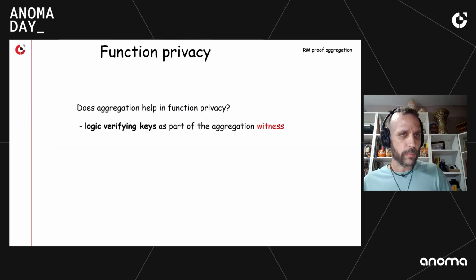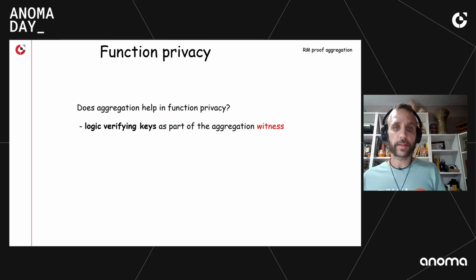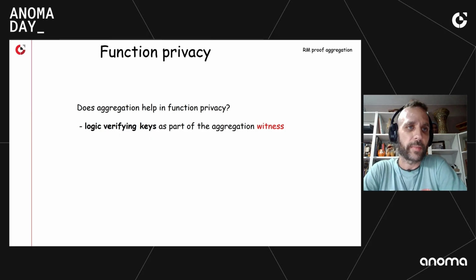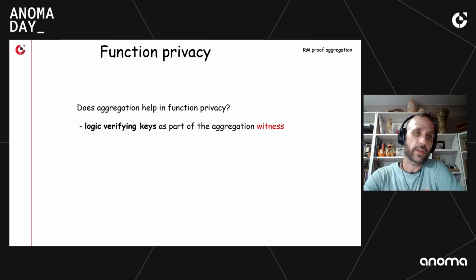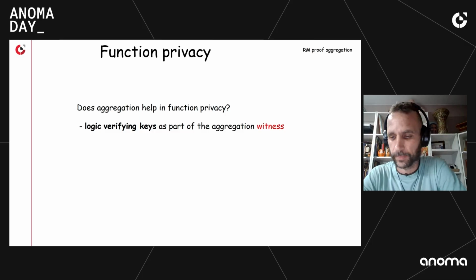The last thing is more on the theory abstract side, whether we can achieve function privacy using aggregation. So if we are able to move the logic verifying keys to the witness, to the inputs of the programs, then we might get two things at the same time. So we get short proofs, a single proof for the entire transaction, and as well, this proof wouldn't leak what logic verifying keys were present in the transaction in the first place. So yeah, function privacy might be a good thing to look at.